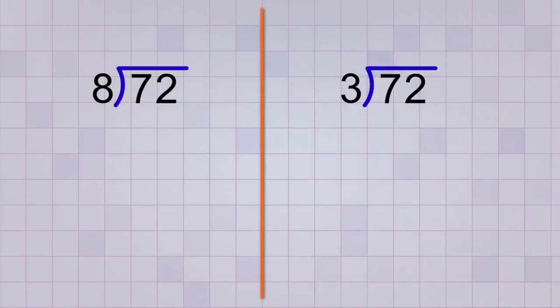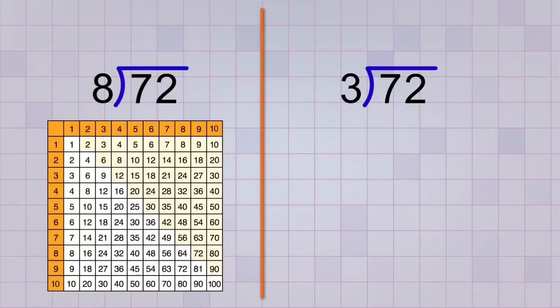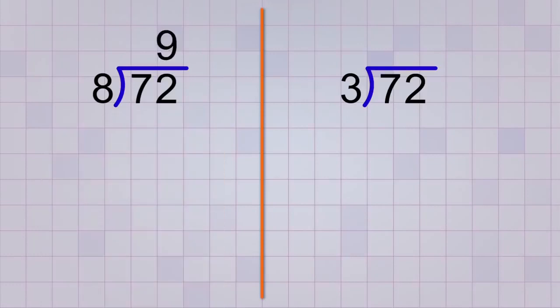Let's start with the first problem, 72 divided by 8. We just ask how many 8s does it take to make 72, or almost 72. Well, that's easy. On our multiplication table, you can see that 72 is a multiple of 8. 8 times 9 equals 72. So we put 9 in our answer line, and we write 72 below, and we see that we have no remainder.